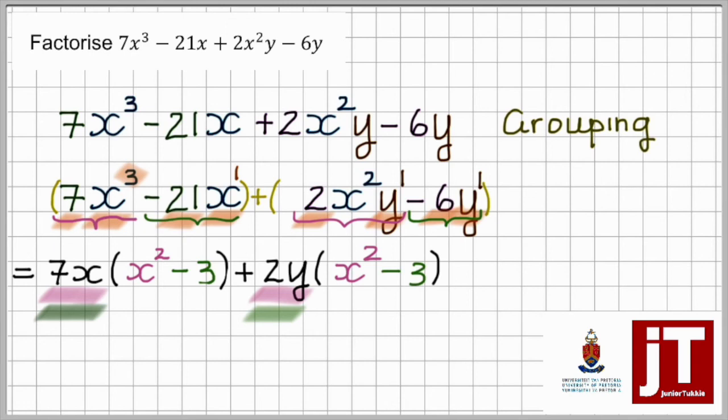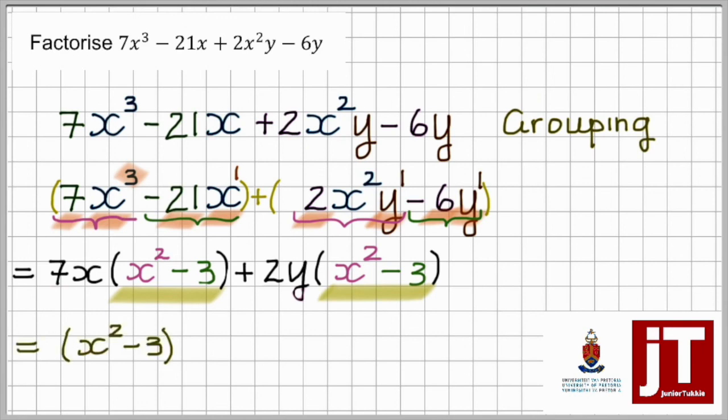Now, grade 9s, I want you to take a look at that expression and notice that there is something common between the first term and the second term. Look carefully at those brackets. Can you see that they both contain an x squared minus 3? Whenever you have something common, whenever you have something similar, it indicates that you most probably have a highest common factor. So there is again a highest common factor, and here that highest common factor is x squared minus 3.